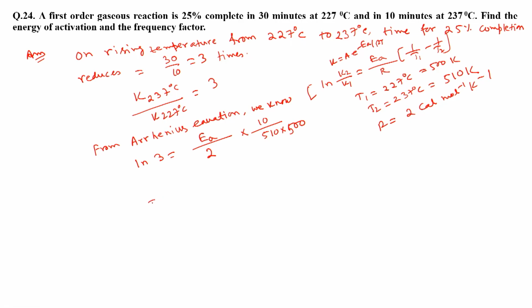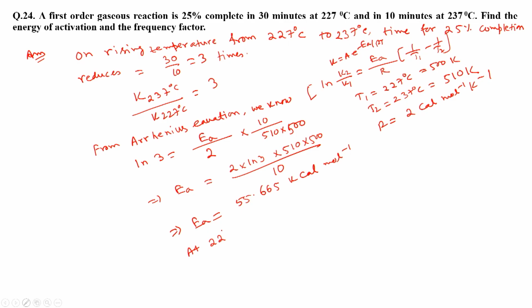Okay, so if we do it, we get EA is 2 times ln 3 times 510 times 500 by 10. So, we get the value of EA. EA is 55.665 kilocalorie per mole.